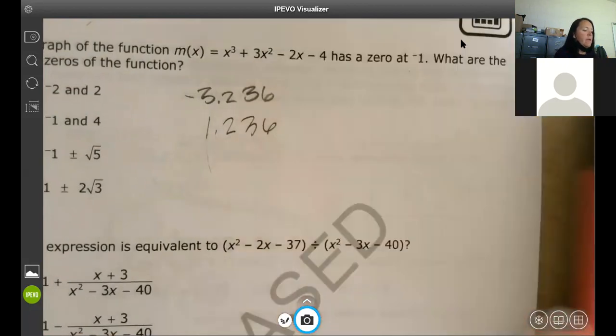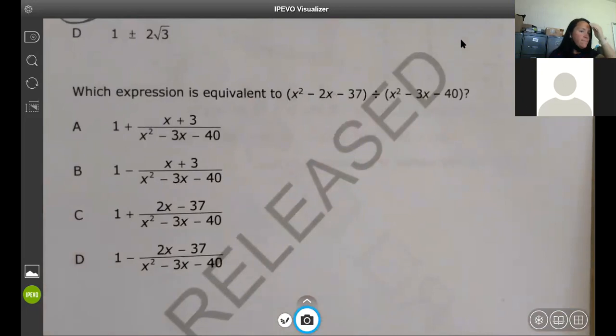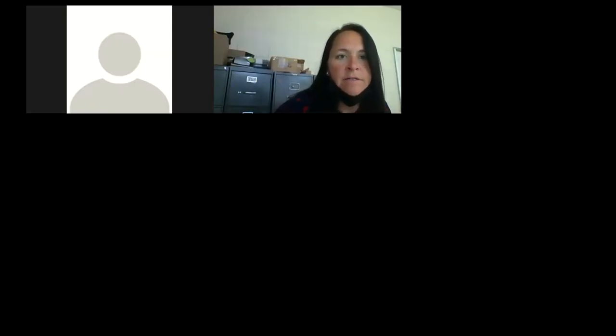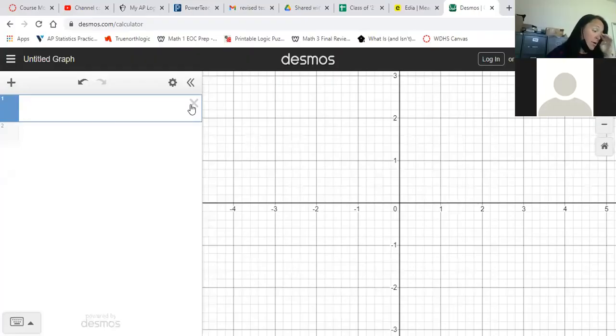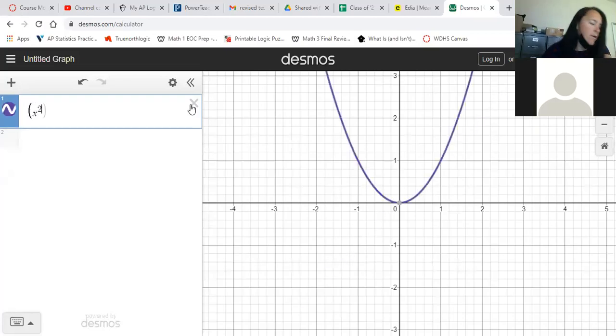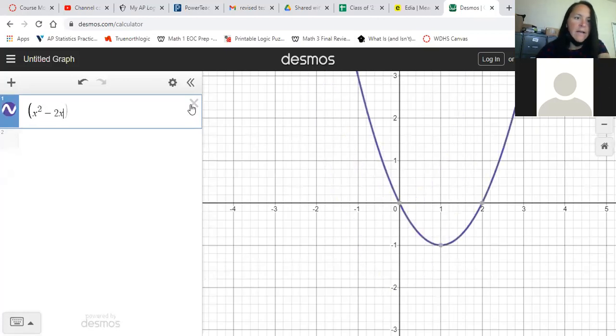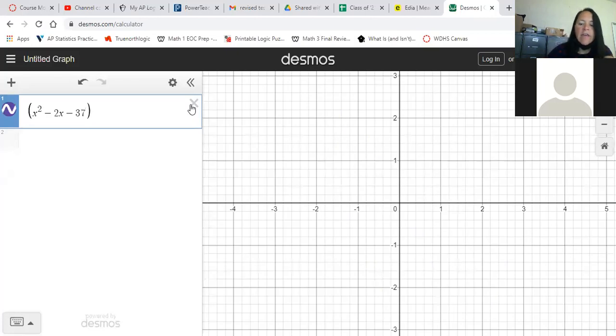All right. Same thing on this one. I would use Desmos to do this one because I'm really lazy and I don't want to do the work. Is everybody good? So here's how I would do that. This one will take some time just because of the way you have to put it in. So I'm going to start with that top part where it says x squared minus 2. I'm typing it in just like it has. X squared minus 2x minus 37. And then they have divide.